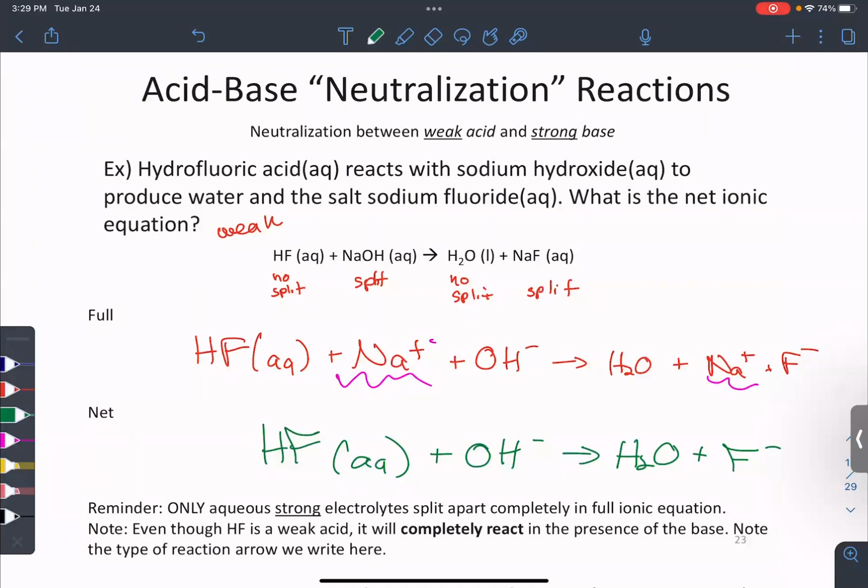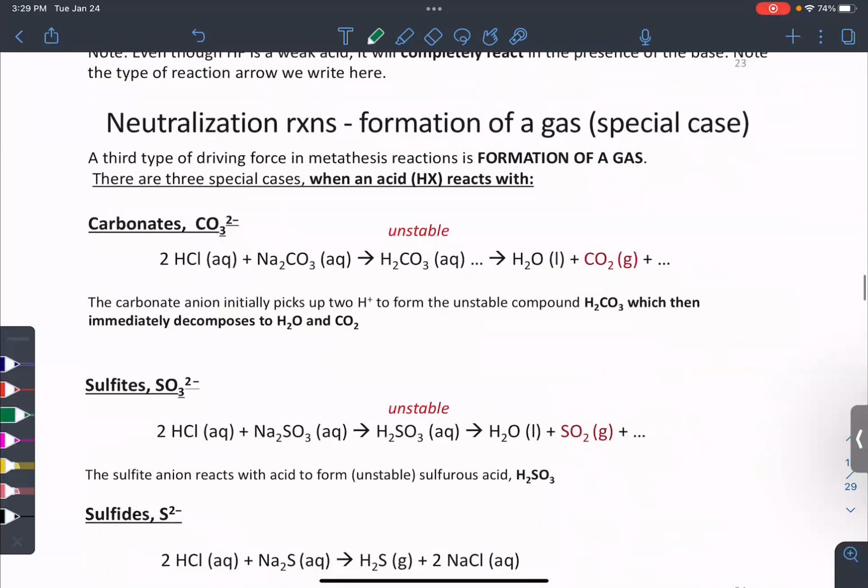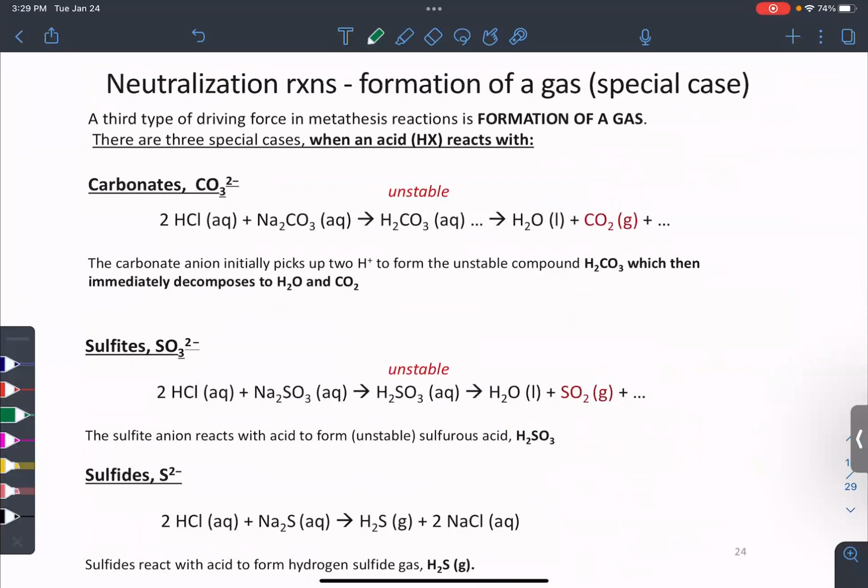Okay, what's next? Okay, so here's the special case for neutralization reactions, and that's forming a gas. They're still neutralization reactions because we are reacting an acid and a base. It's just that sometimes that base isn't hydroxide. So instead of forming water, we form a gas.